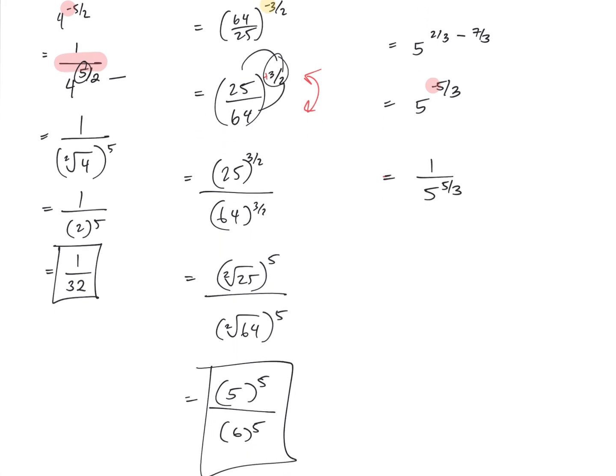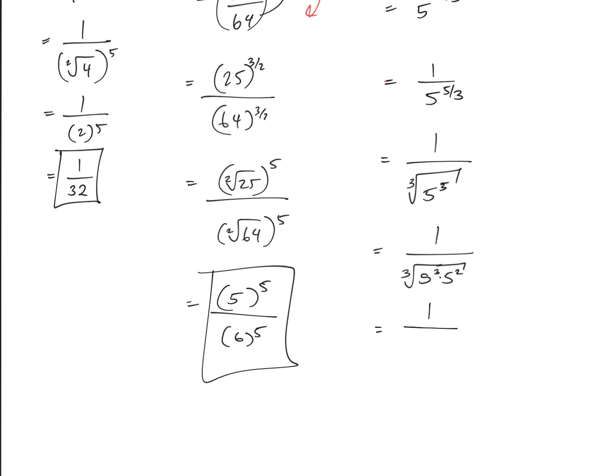And now we're still kind of stuck because I don't know what the cube root of 5 to the 5th power is. So I'm going to have to go the opposite direction and do 5 to the 5th power and then take the cube root. So how can I simplify that? Well, I know there is a perfect cube in there because I can rewrite 5 to the 5th as 5 to the 3rd power times 5 squared.